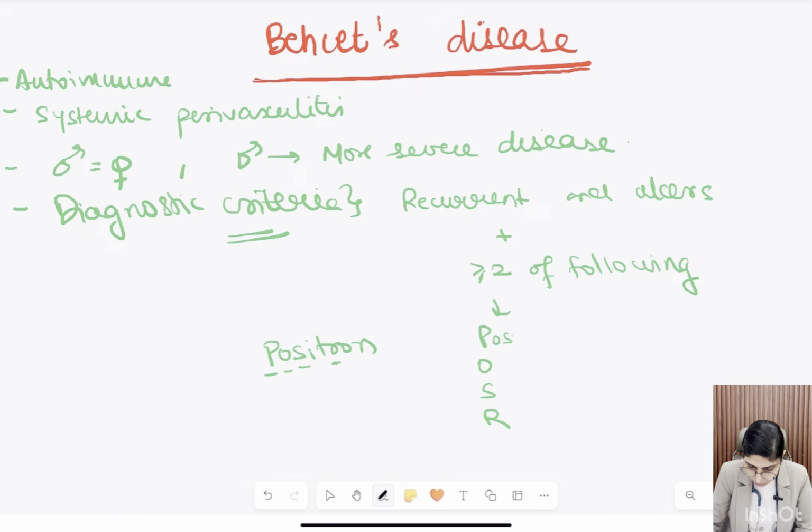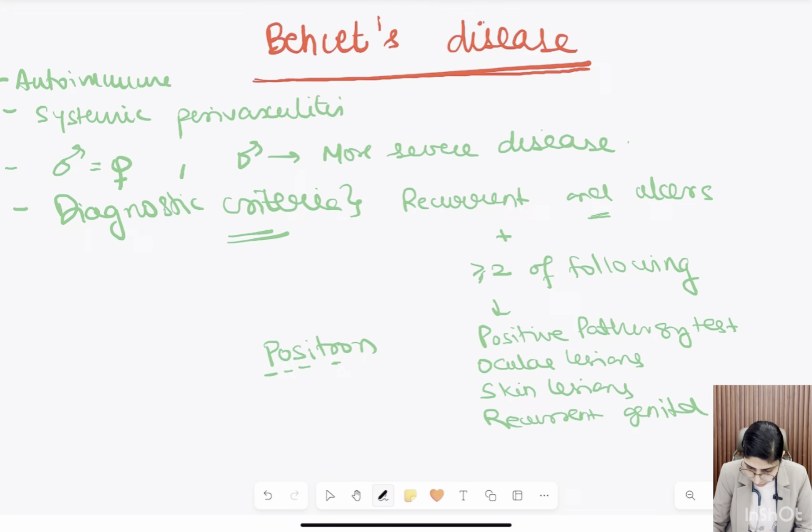So P is positive pathergy test. O is ocular lesions. See, we said oral ulcers, we did not talk about ocular lesions. So ocular lesions. S is skin lesions. And R is recurrent genital ulceration.